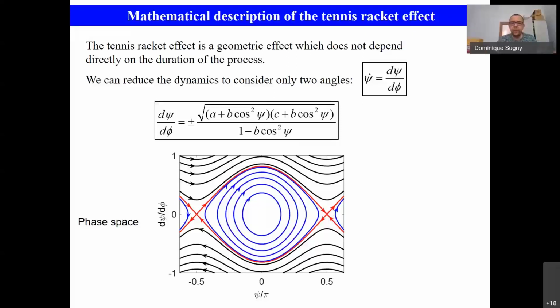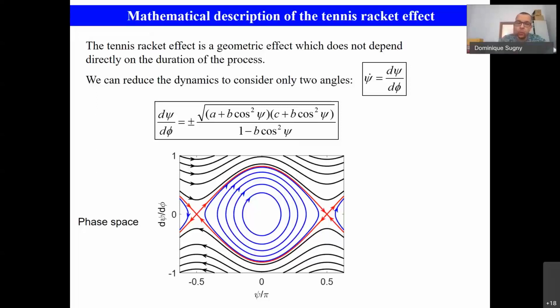And another very interesting point, from a qualitative point of view, is to make the following comment: the tennis racket effect is a geometric effect which does not depend on the duration of the process. So finally, the goal is to observe this twist, but it's not very important that this twist occurs in 1 second or in 5 seconds. So the time evolution of the different observables is not crucial to describe the tennis racket effect.